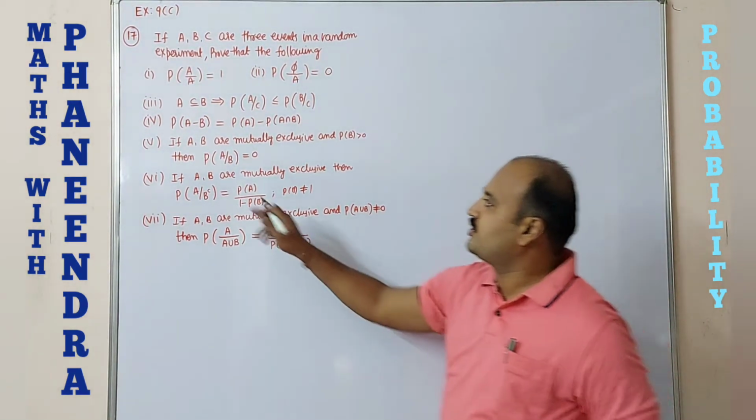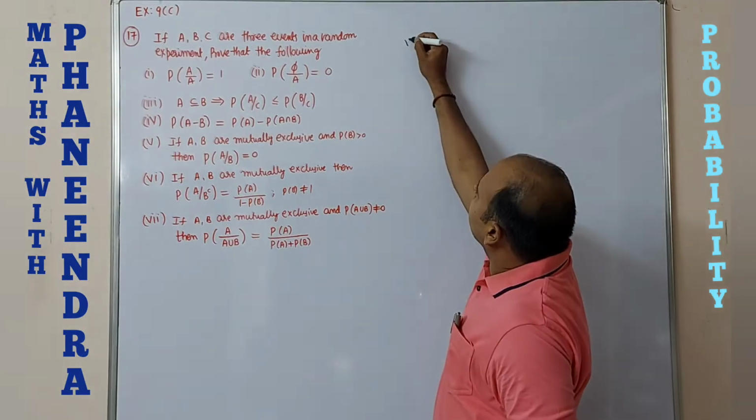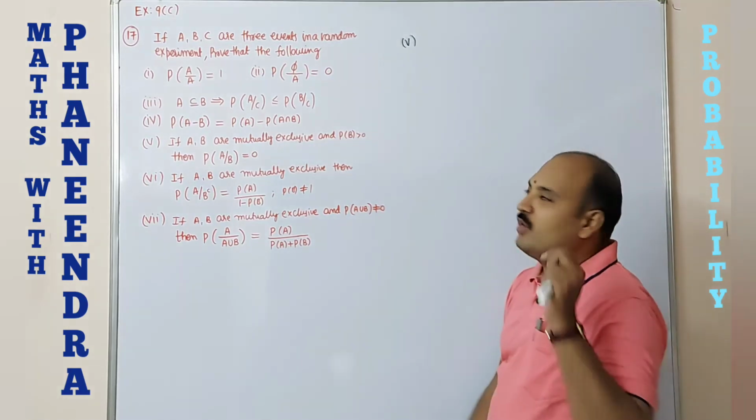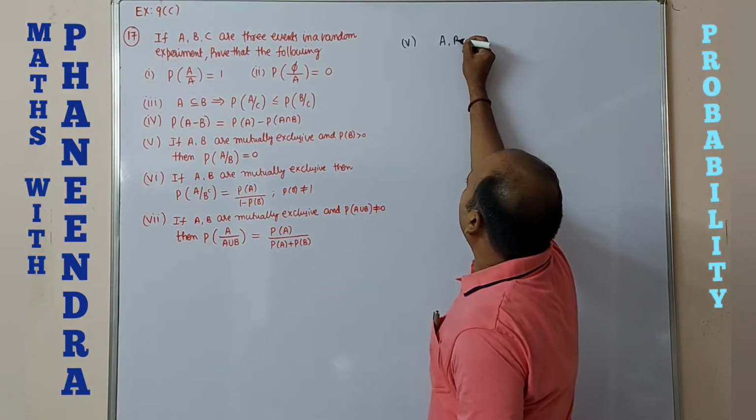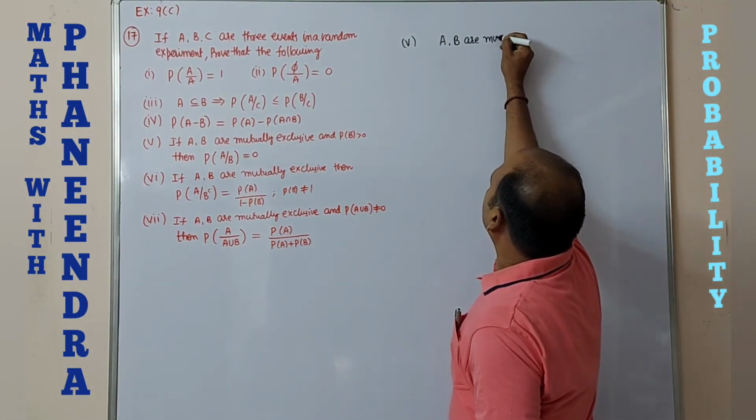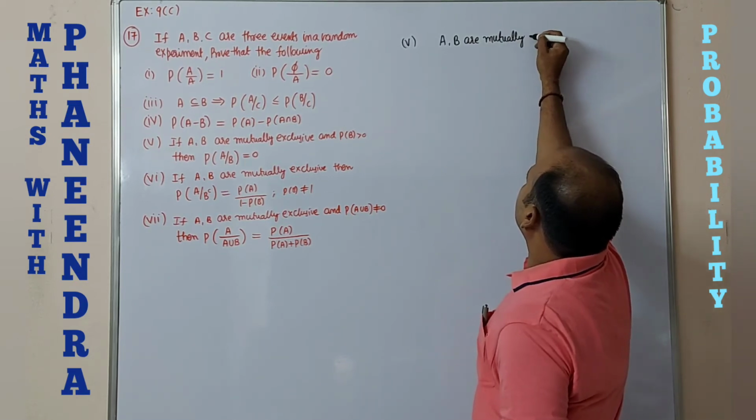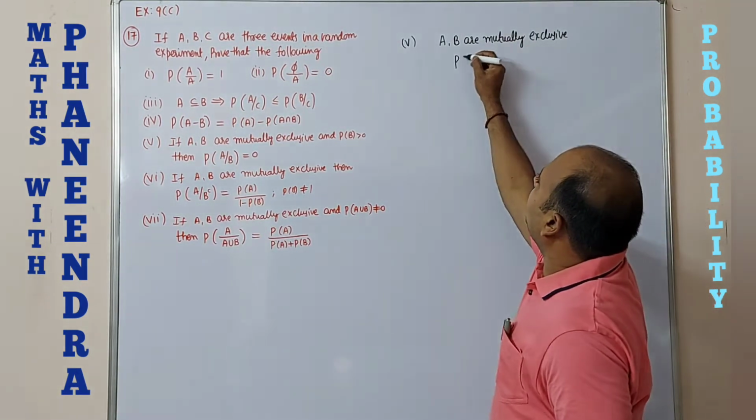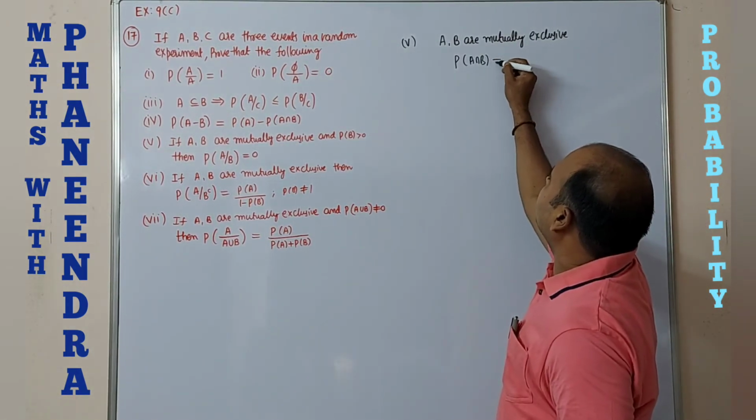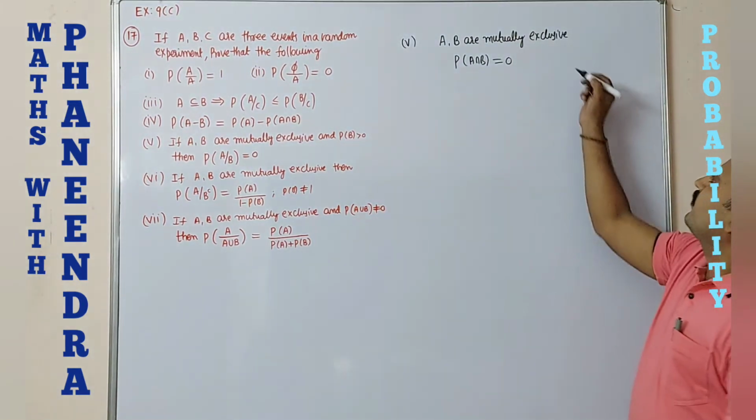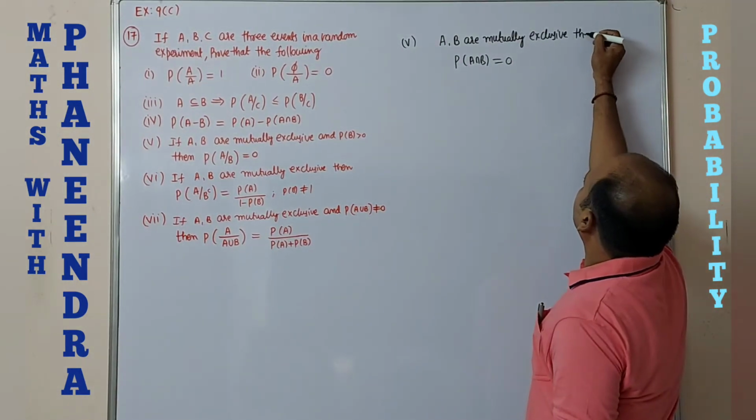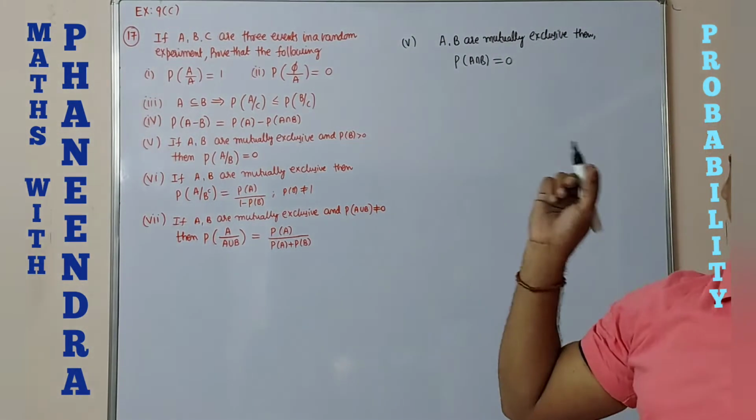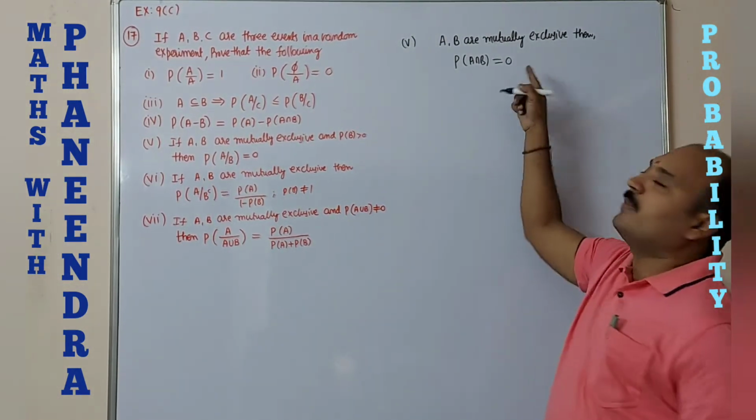Now, the next question, question number 5, dear students. In this, A and B are mutually exclusive. We know that if A, B are mutually exclusive, then the probability P of A intersection B should be equal to 0.